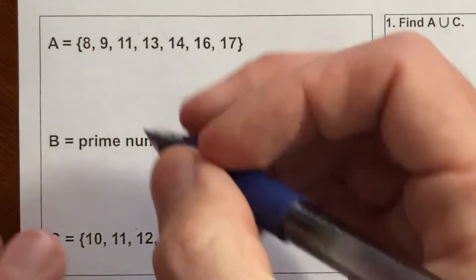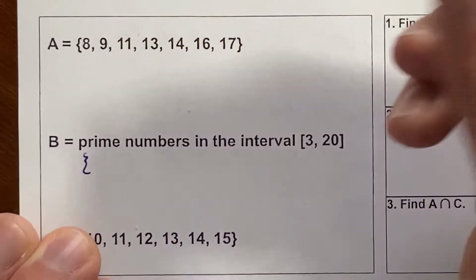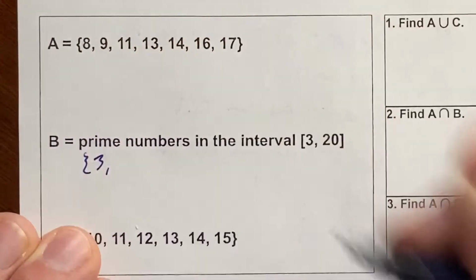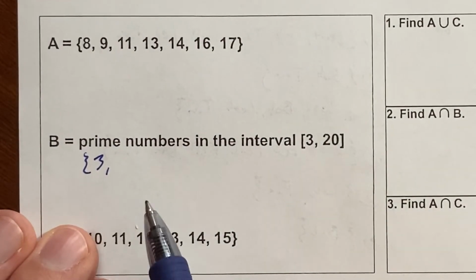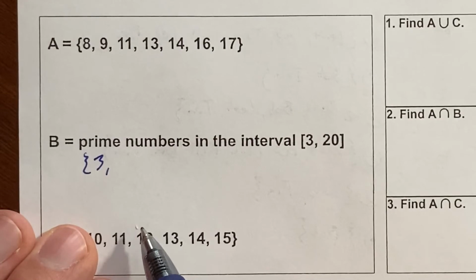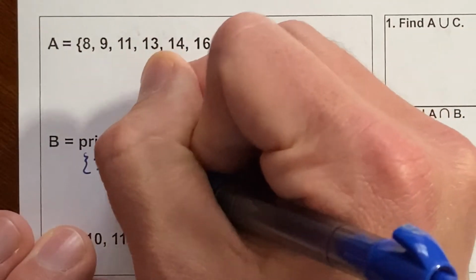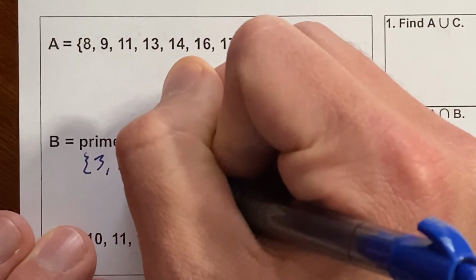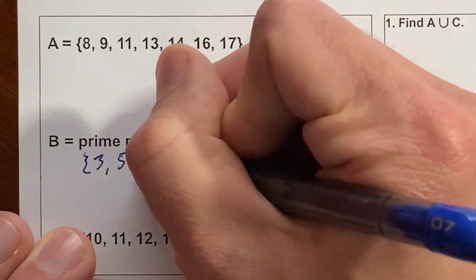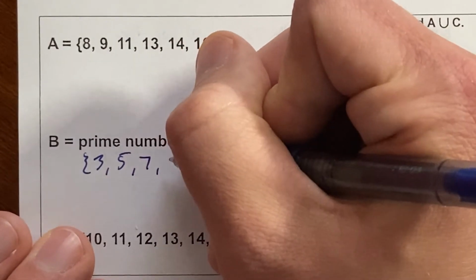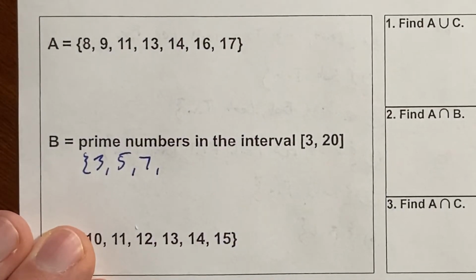So these numbers, let's write these out. 3 is only divisible by 1 and 3. 4 would not be a prime number because 2 goes into it. 5 would be, just 1 times 5 is the only thing that will give you 5. 6 would not be because 2 times 3 would give you 6. 7 is a prime number. 8 is not a prime number. 9 is not a prime number because 3 goes into it.